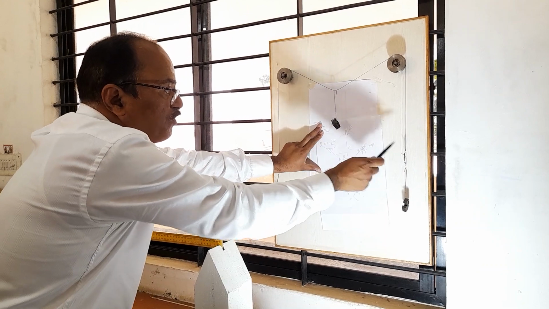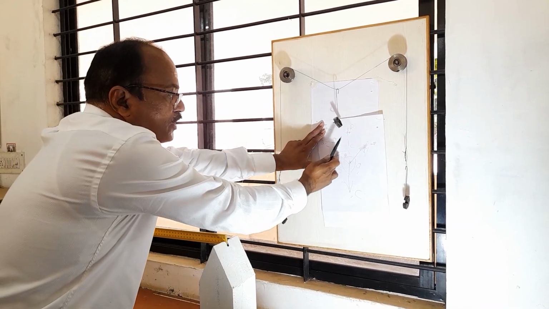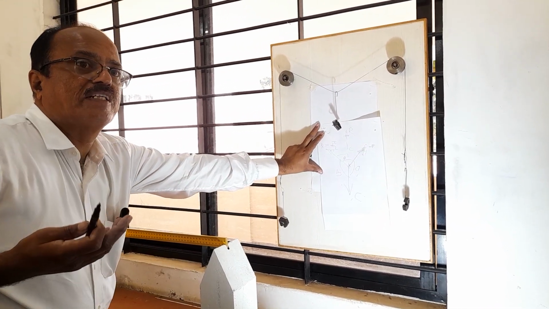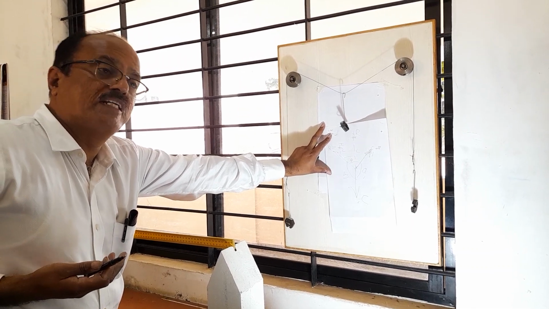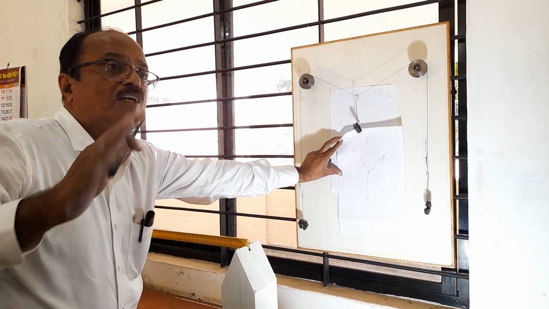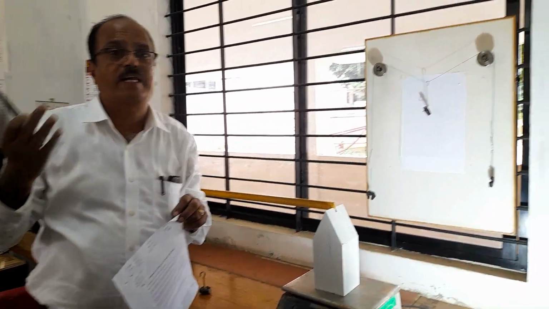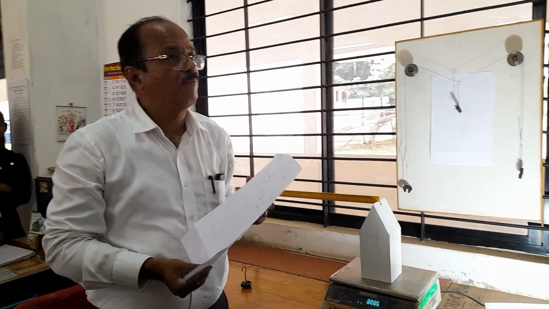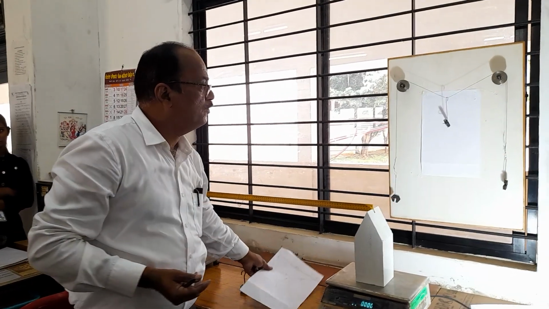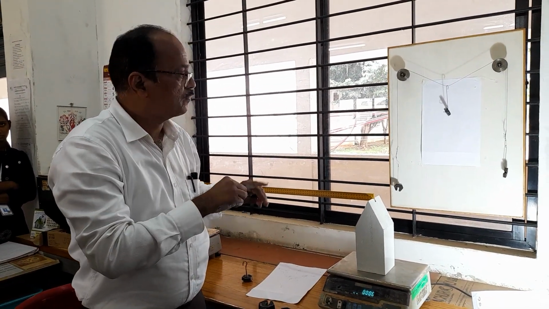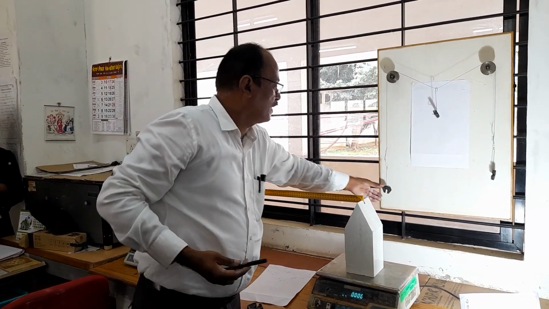If you know one of the forces and all these angles, you can get the values of the remaining 2 forces. That is the application of Lami's theorem, only when 3 forces are acting. If 2 forces or more than 3 forces are acting, you can't apply Lami's theorem.